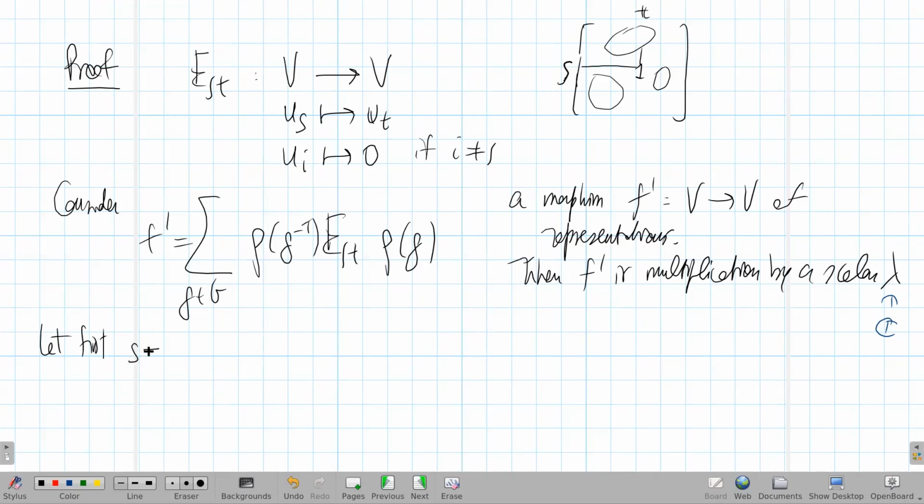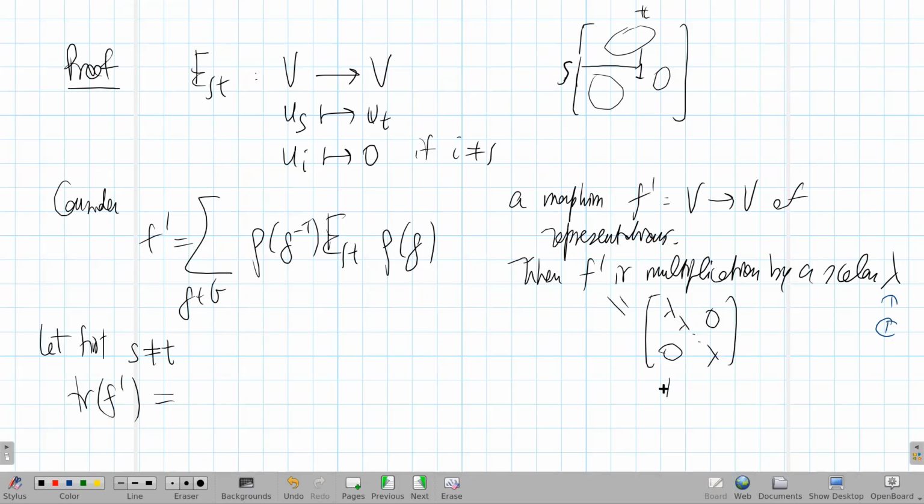Consider first the case when S is different from T, okay? Then we have to decide, so F prime will be a multiplication by lambda. Would it be 0 or will it be non-zero? But you know that F prime, say as a matrix, will be like this. Then consider a trace of F prime. The trace does not depend on the basis. So let's see what we expect the trace to be.